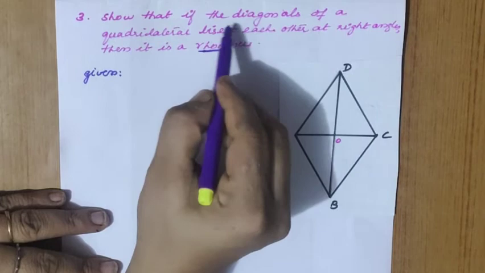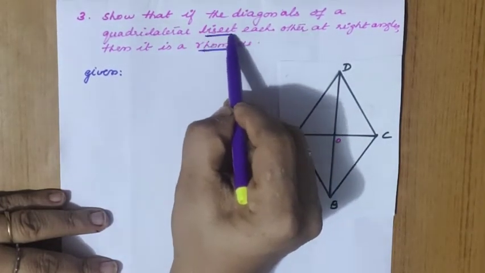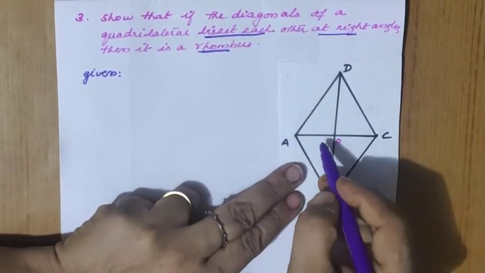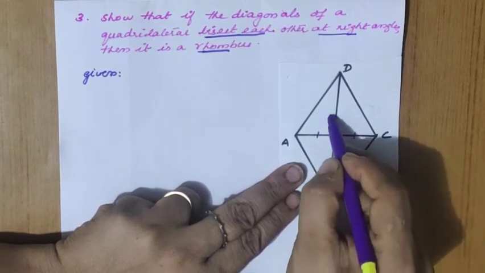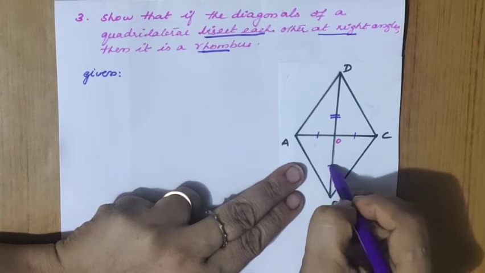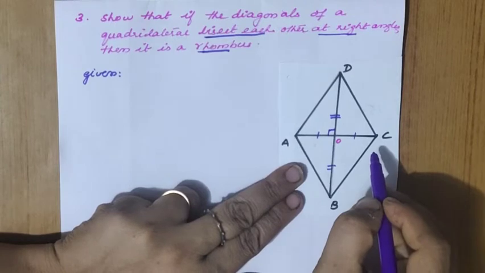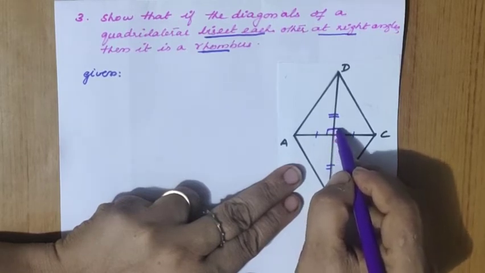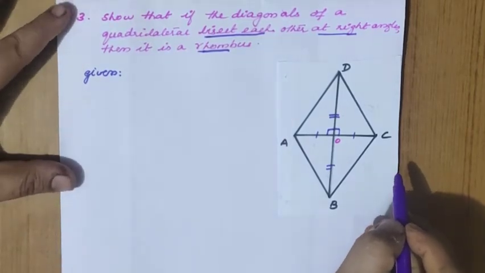So what is given? Diagonals of a quadrilateral bisect each other at right angles. That means its diagonals, diagonal is AC only. So OA equal to OC and also OD equal to OB. In addition to that, what is given? They bisect each other at right angles. So angle O equal to 90 degrees. If it is 90 degrees, all the remaining angles at O, that is COD as well as AOB and BOC, are also equal to 90 degrees.